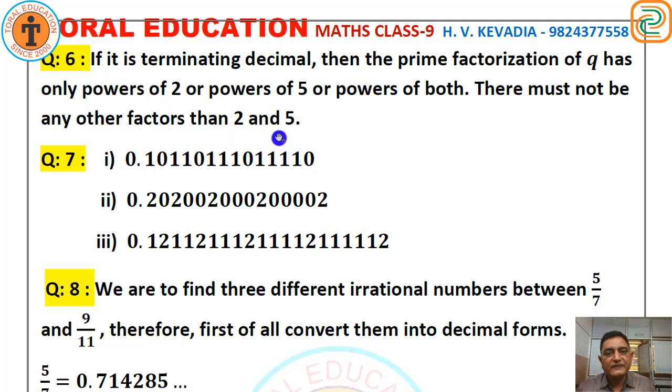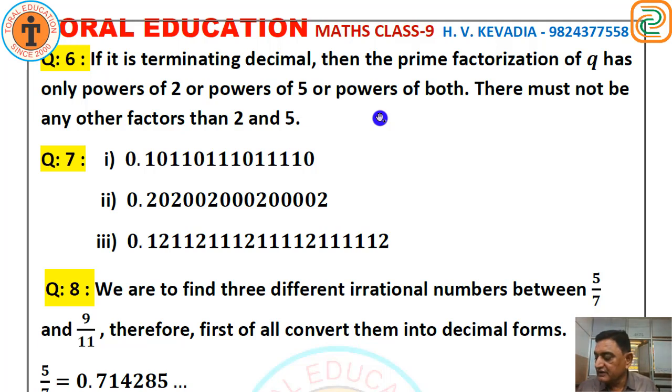If there is any other factor other than 2 and 5, except 1, that means 3, or 7 or whatever other, it must not be terminating. 4 is a multiple of 2, so it is fine. If the factors are 2 and 5, then the decimal is terminating. So q must satisfy the power of 2 or power of 5 or power of both.